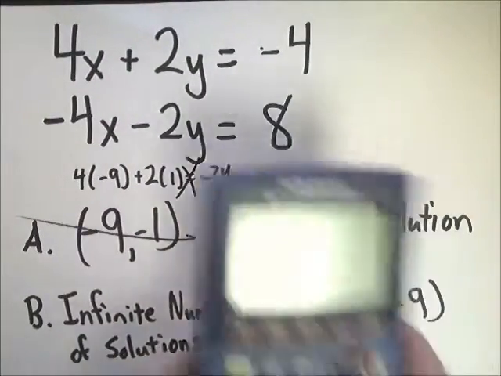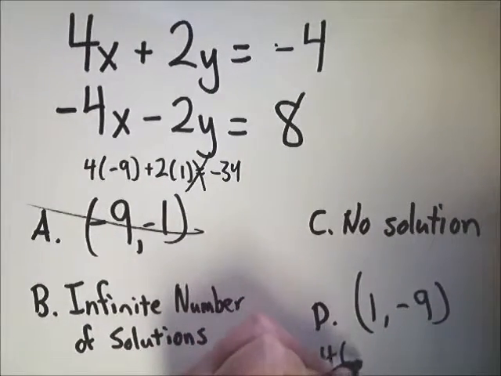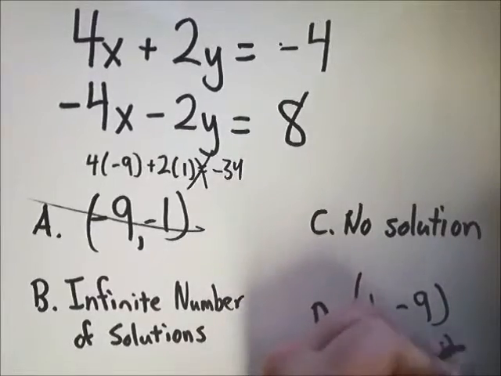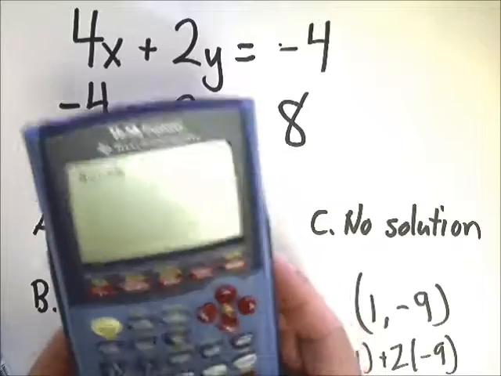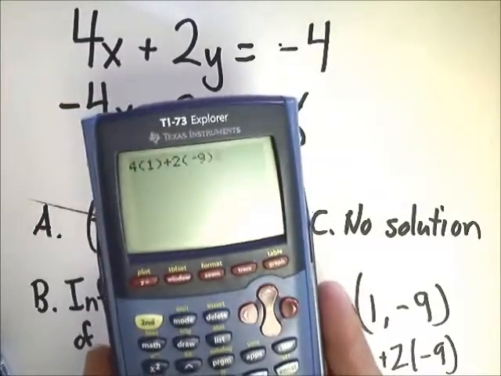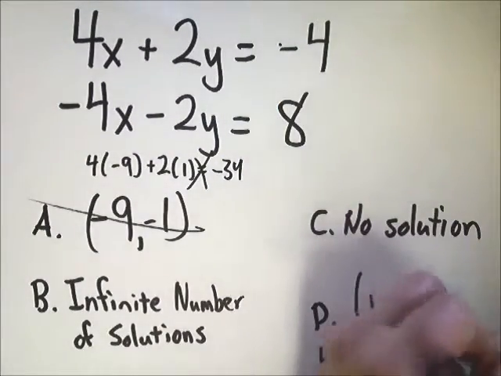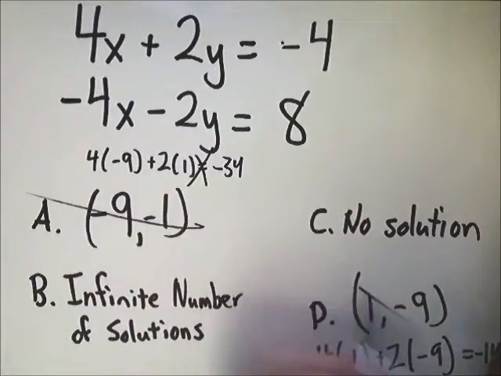Let's try down here. So this one would be 4(1) plus 2(negative 9). I type all that in, and it gives me negative 14. But it's not supposed to give me negative 14. It's supposed to give me negative 4. So I know this isn't it either.